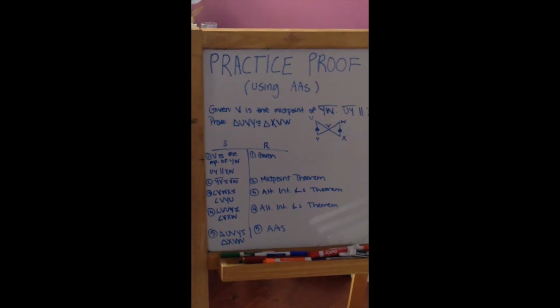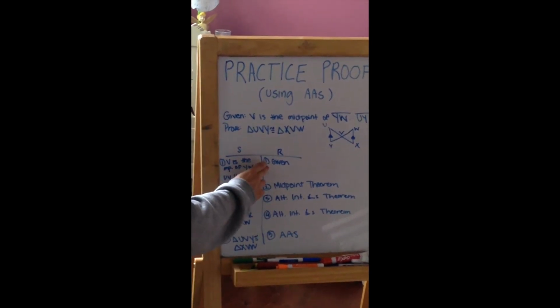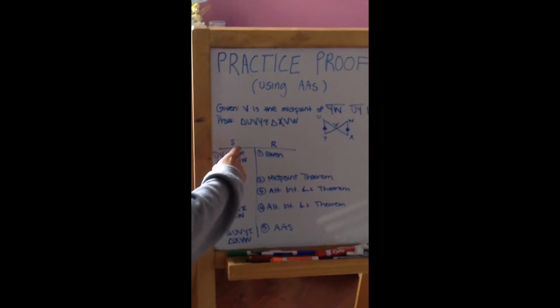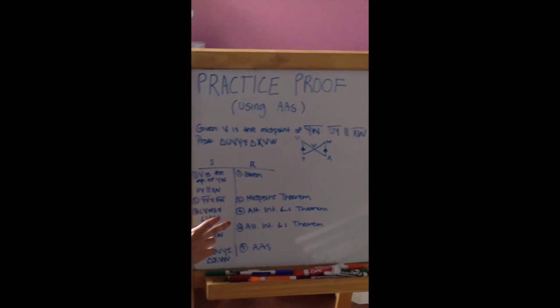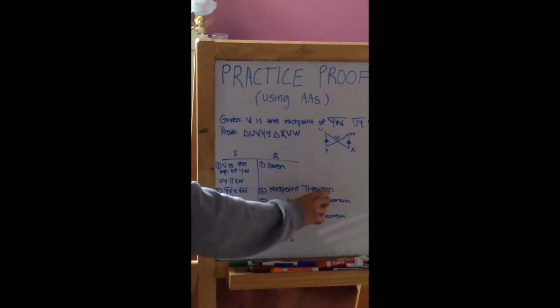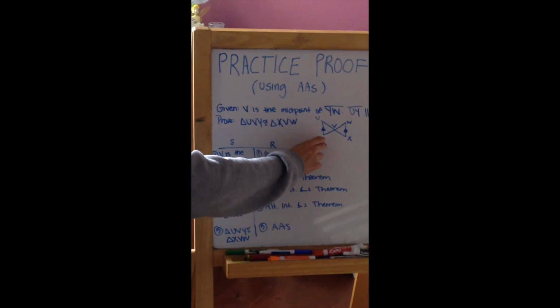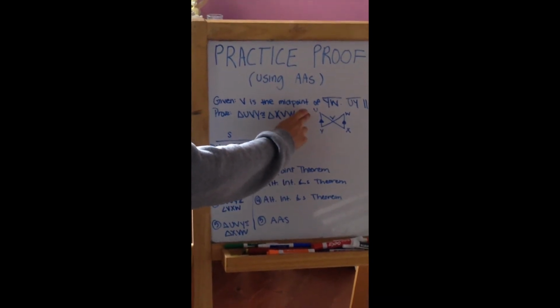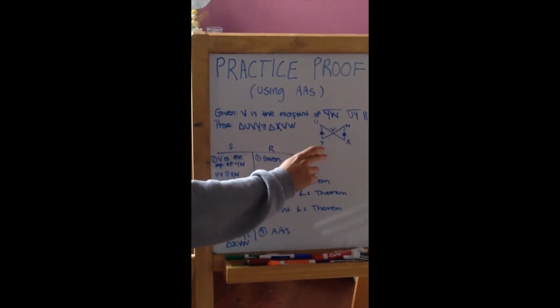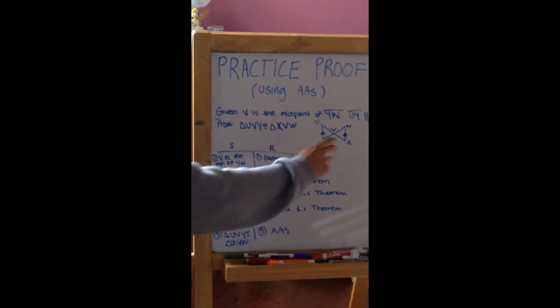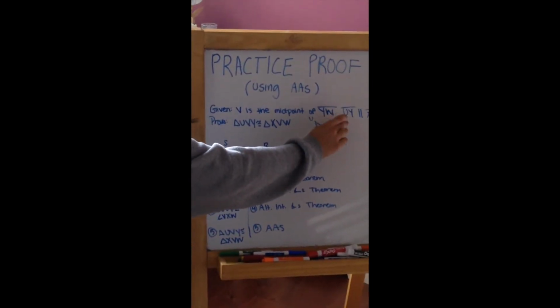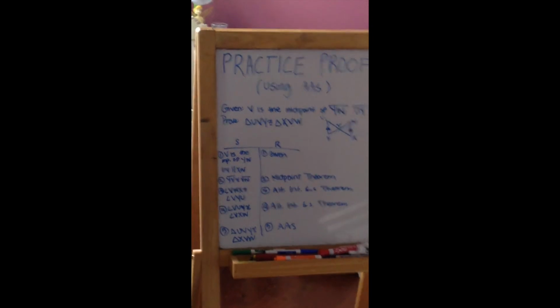So in step 1, we state the given, and we write whatever the given was in the first step. Step 2 is we're going to use the midpoint theorem and say that YV is congruent to VW. So we use the midpoint theorem for that.